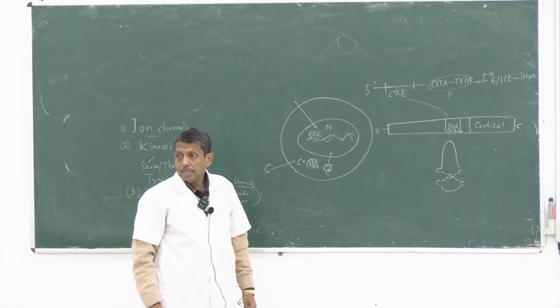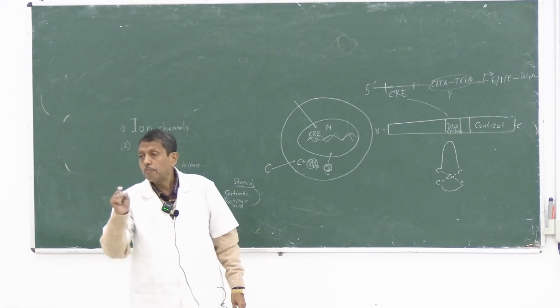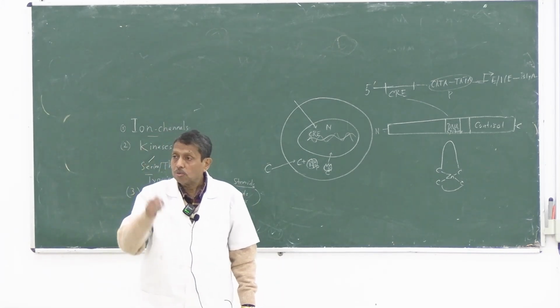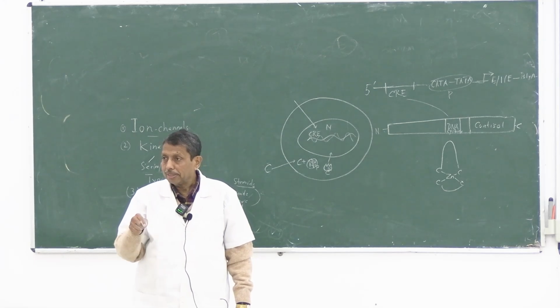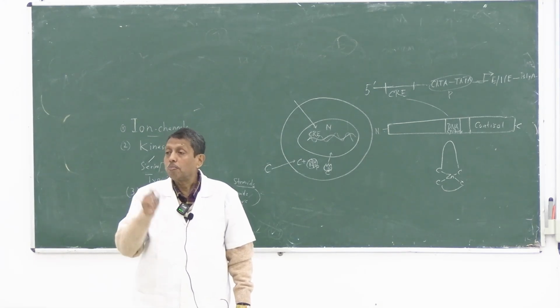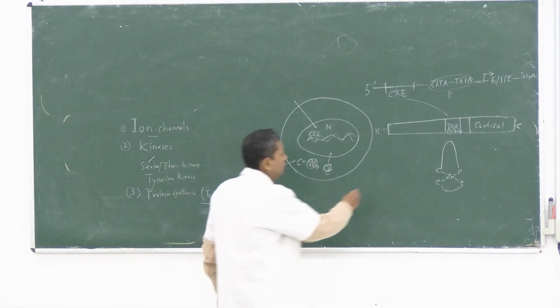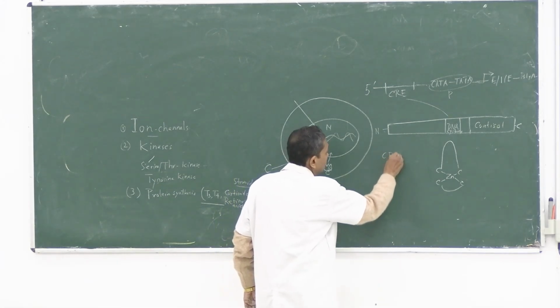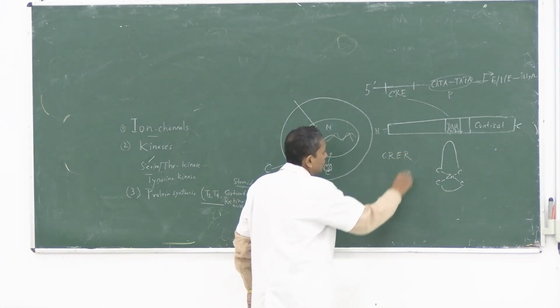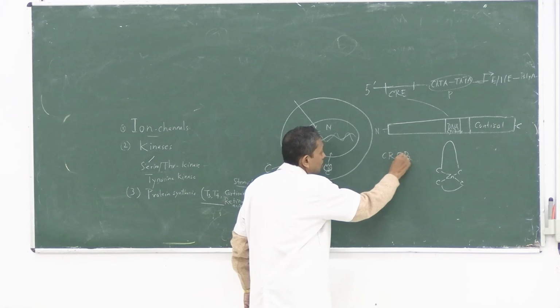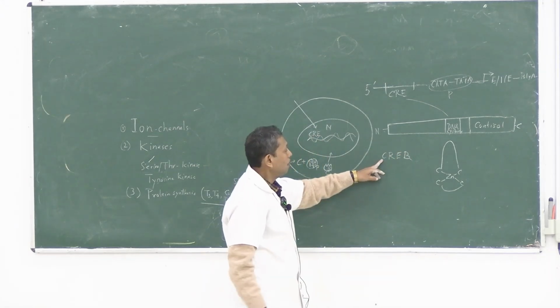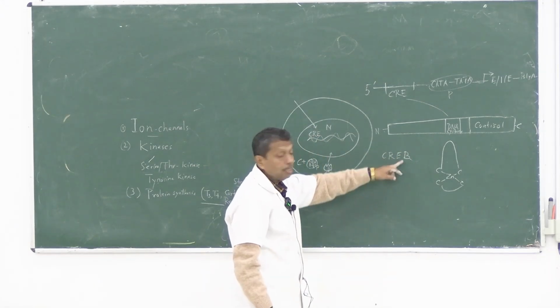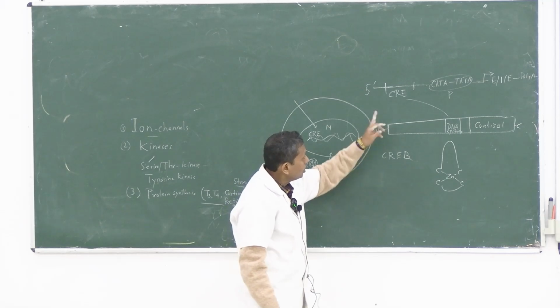In the cyclic AMP case, PKA can enter into the nucleus and phosphorylate some proteins called CREB, the cyclic AMP responsive element binding protein, and it can also increase the transcription.